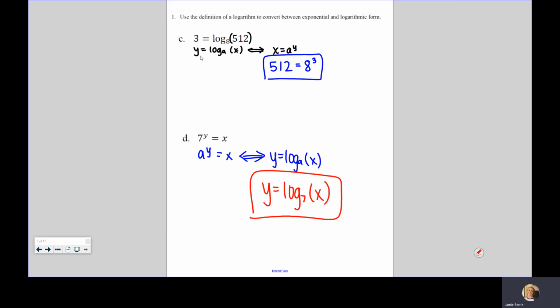Being able to switch between these forms is really important. You want to be able to do it quickly. You don't want to waste a whole bunch of time doing this step whenever you get to solving the equations. So the more you practice these and the quicker you're able to switch between these forms, it really does help you solve the equations when we get to section 6.5 next week.